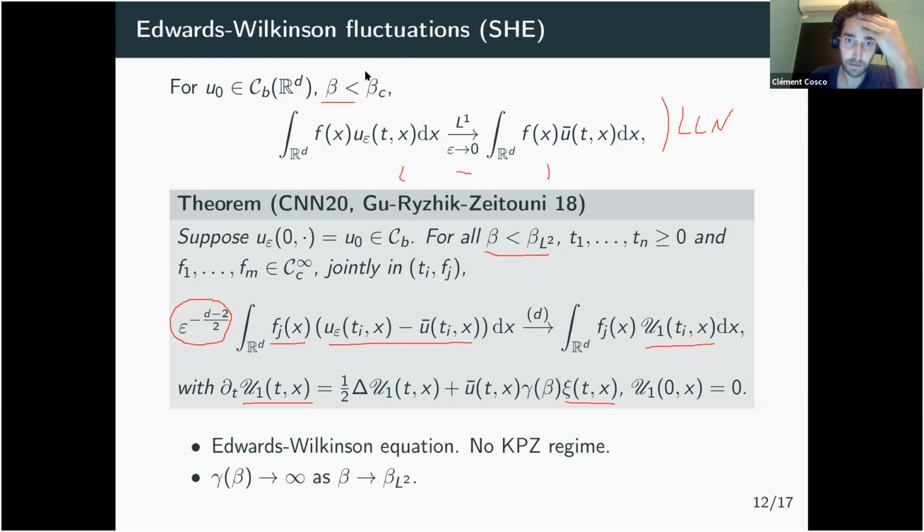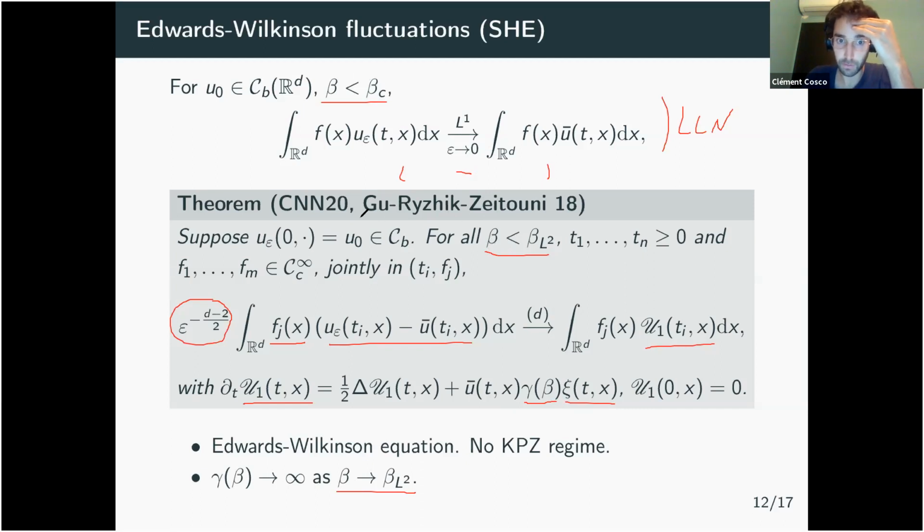And let me also say that when you take the limit as beta goes to beta L2 of this object, it blows up. So in particular, it is expected that the result is optimal in the whole L2 region, and some different kind of behavior should happen after the beta L2 point.